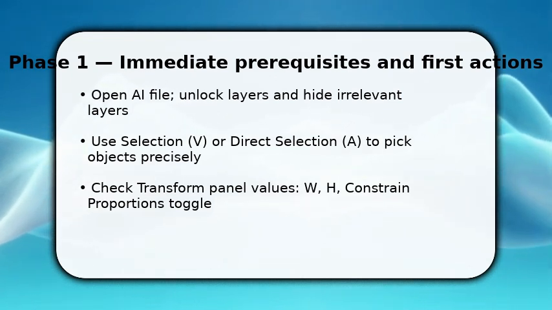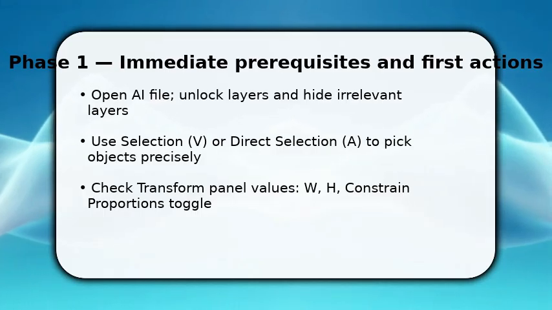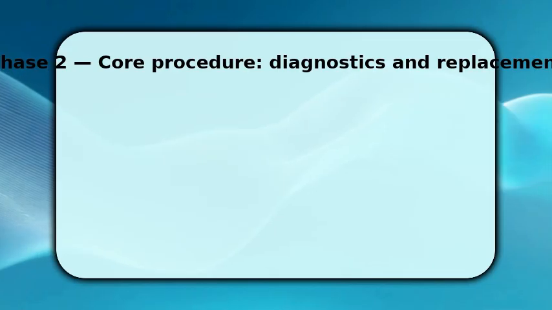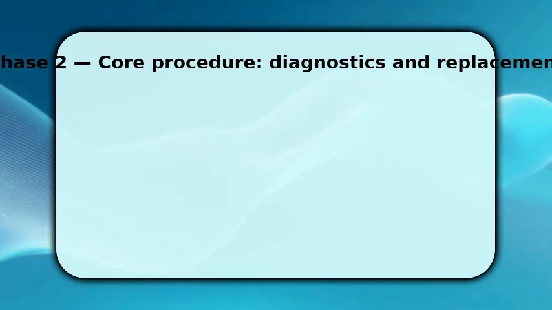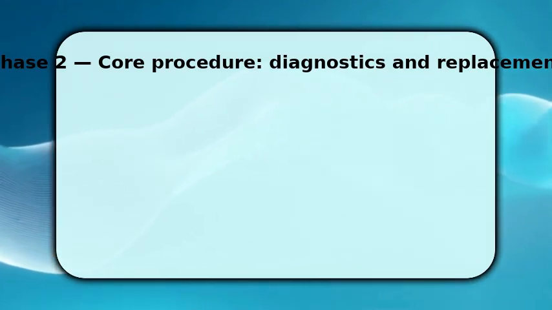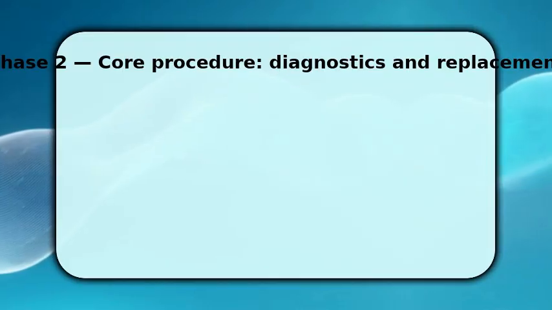Next, you perform the precise scaling step that matters. With the transform panel visible, click the reference point to anchor scaling from a corner, side, or center. This determines how the object will reposition. Type a numeric value for W or H, add units like px or in, or enter a percent such as 150% to scale relative. If you need uniform scaling, toggle the constrain proportions link.